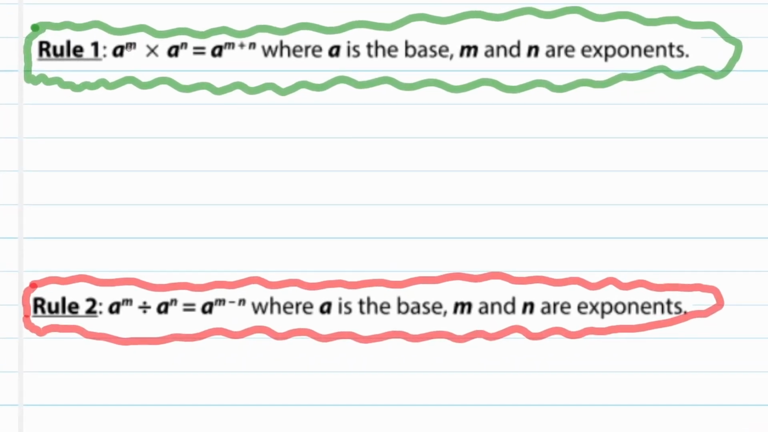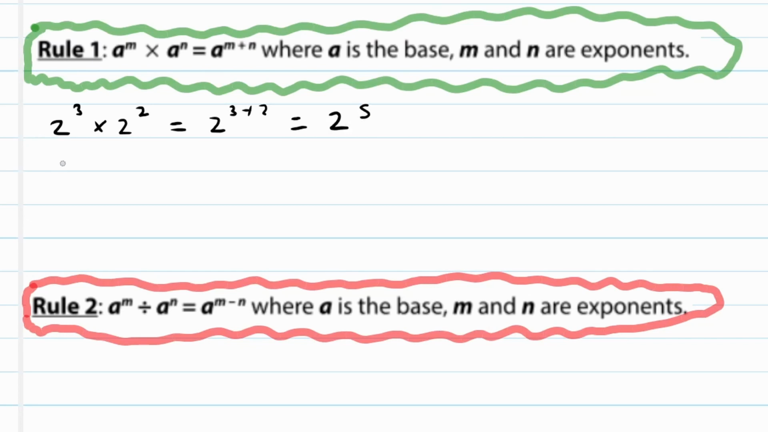So first rule is a to the power of m times a to the power of n is equal to a to the power of m plus n. And this is where a is the same base and m and n are different or the same exponents. For example, let's say 2 to the power of 3 times 2 to the power of 2 is equal to 2 to the power of 3 plus 2, which is 2 to the power of 5.